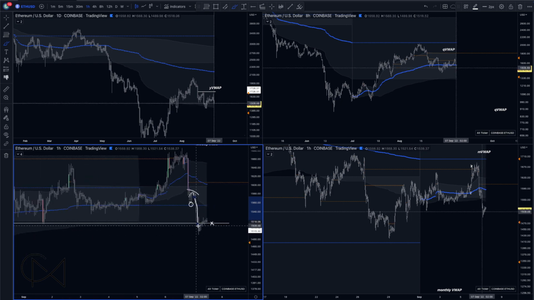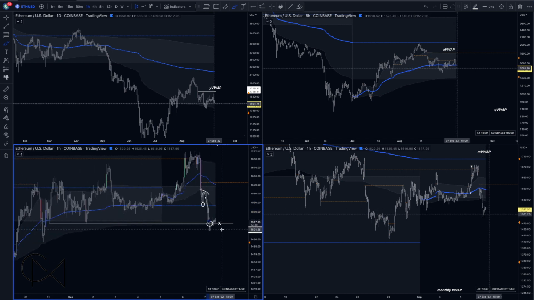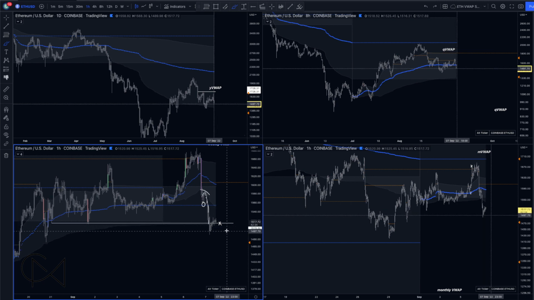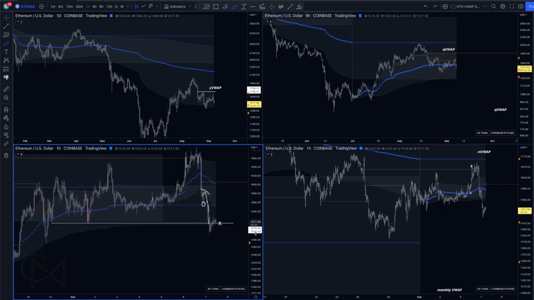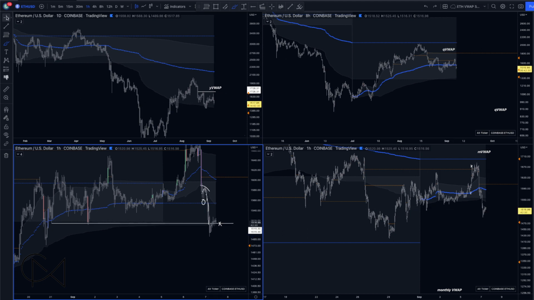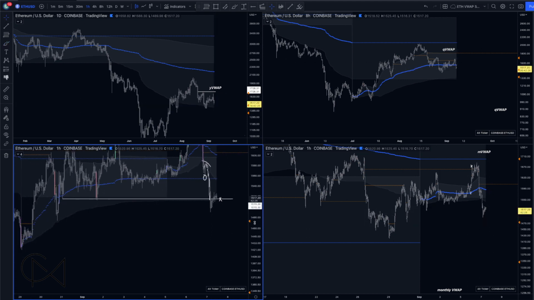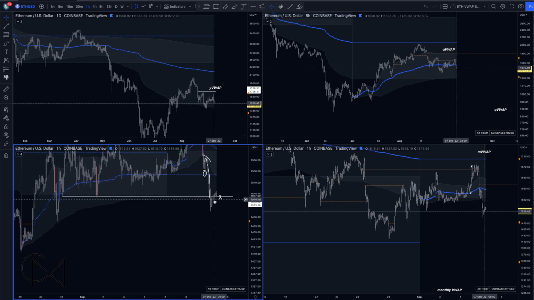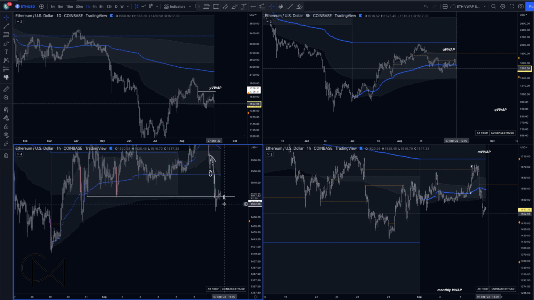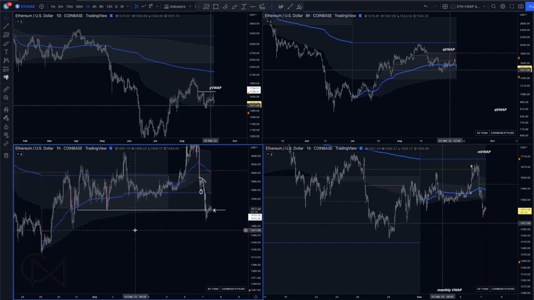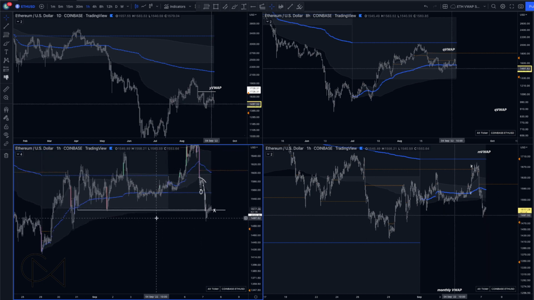As you can see, we touched that and even went below. Now it's trying to gain some acceptance above the previous week value area low. Let's see how this is going to play out here. We want to see this 1510 level hold. As I said, it's also the previous week's VWAP value area low.